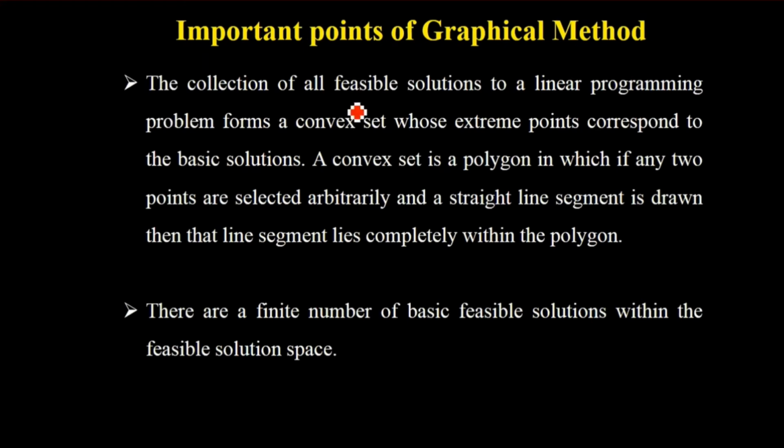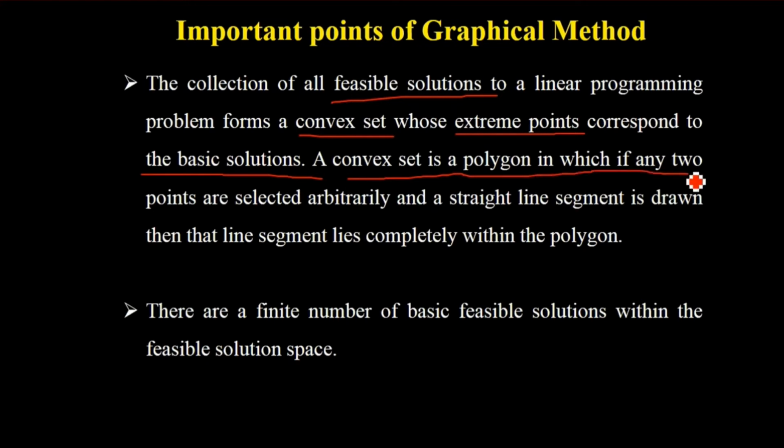First, the collection of all feasible solutions to a linear programming problem forms a convex set. Understand here, all the feasible solutions form a convex set whose extreme points, meaning corner points, which I have shown just now, correspond to the basic solutions. Now, a convex set is a polygon in which if any 2 points are selected arbitrarily and a straight line segment is drawn, then the line segment lies completely within the polygon.